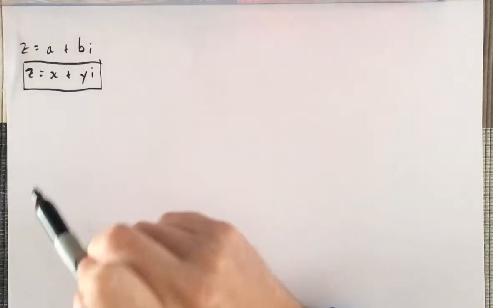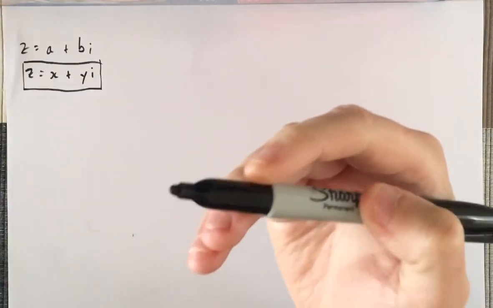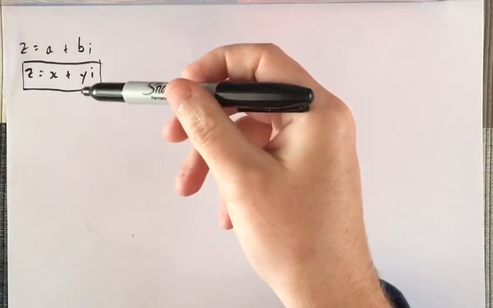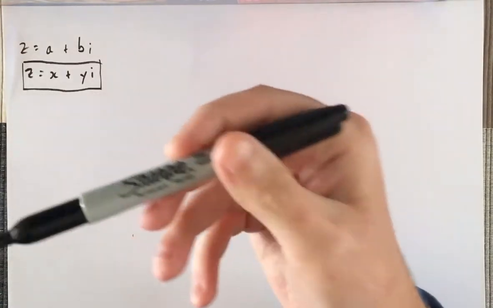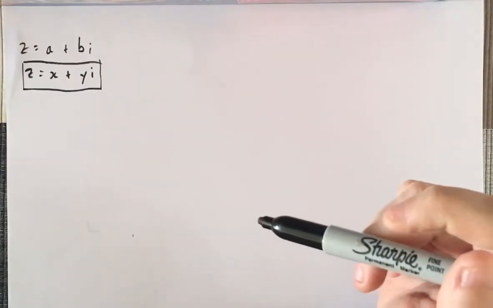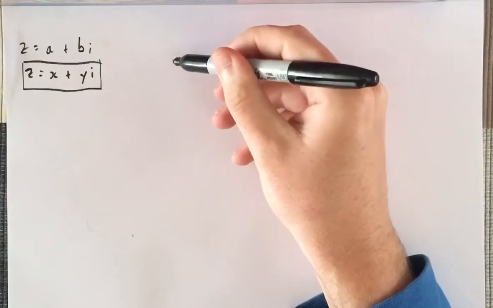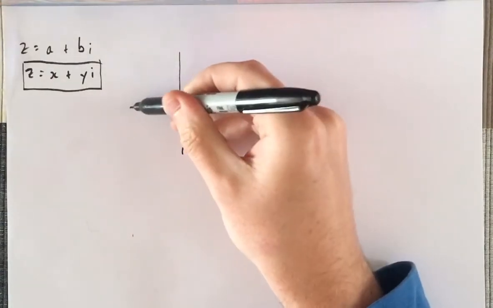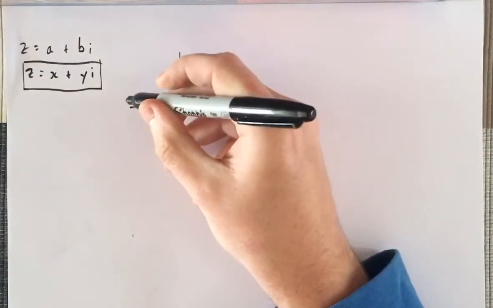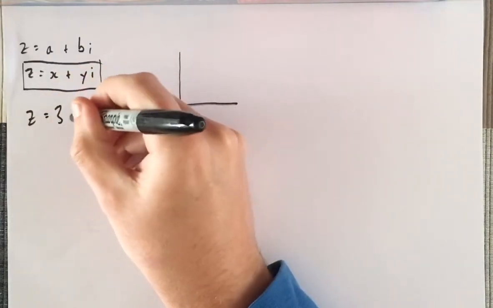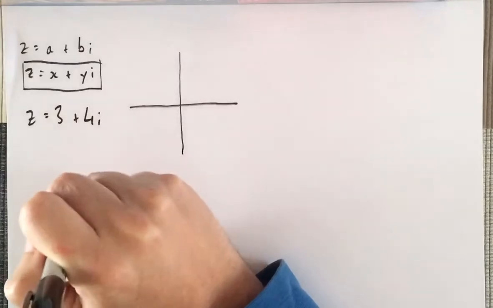Real part, imaginary part. What we're going to look at today is another way to write complex numbers. This is what's called rectangular form. We're going to write them in polar form. So I'm just going to do a very quick Argand diagram. And let's say the complex number 3 plus 4i.